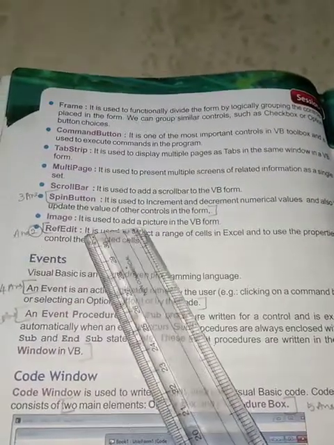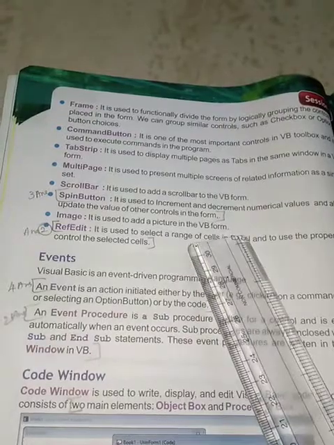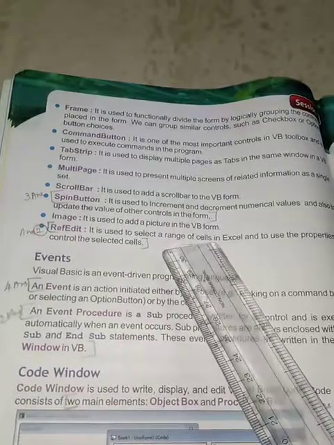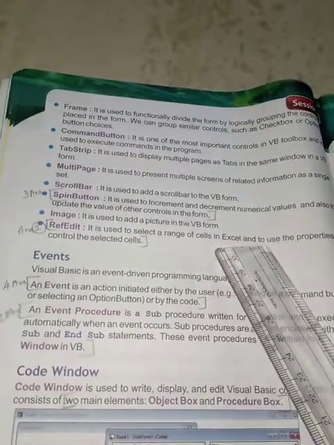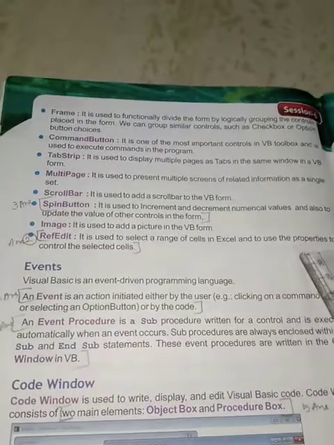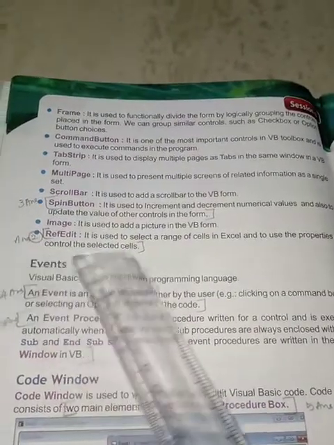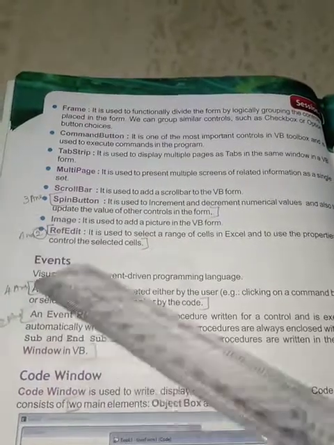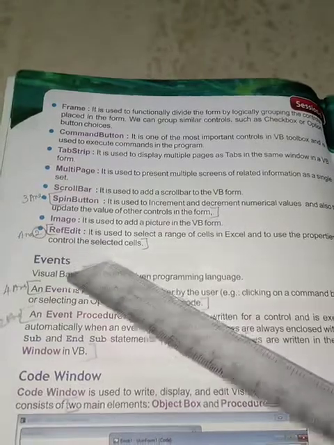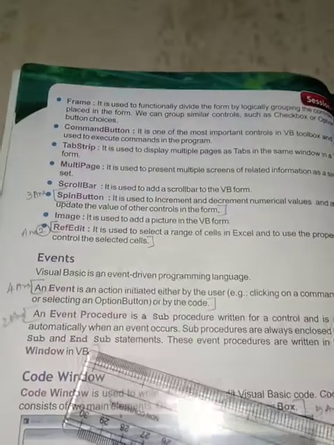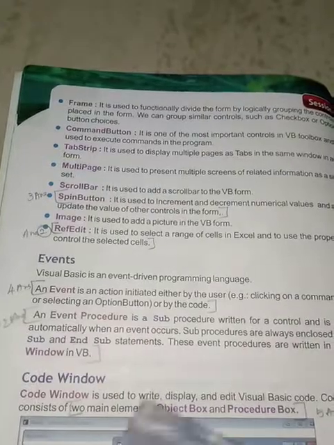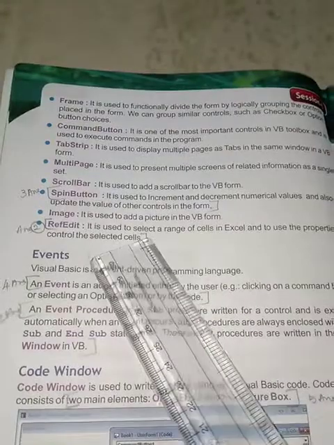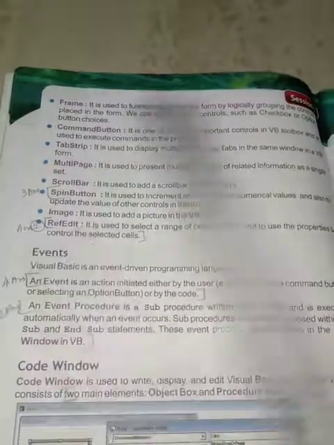Image. It is used to add a picture in the VB form. Ref edit. It is used to select a range in Excel and to use the properties to control the selected cells. So this ref edit is used to select the range of cells in Excel. For example, the rows should lie between 10 and 20. So to mention the range we use this ref edit.